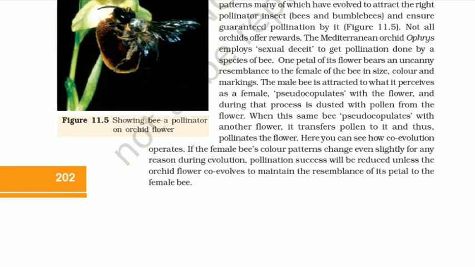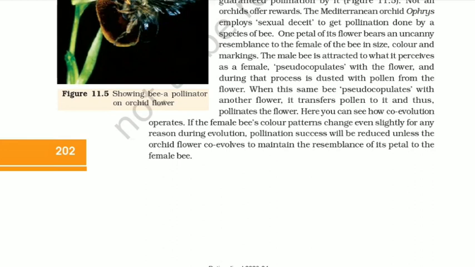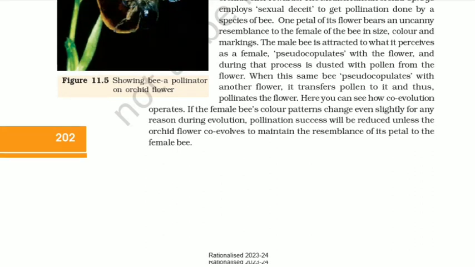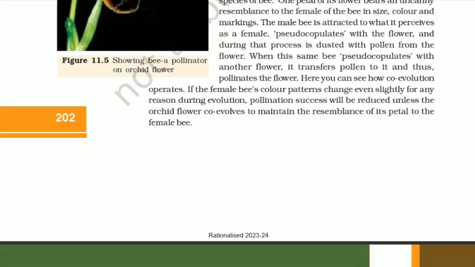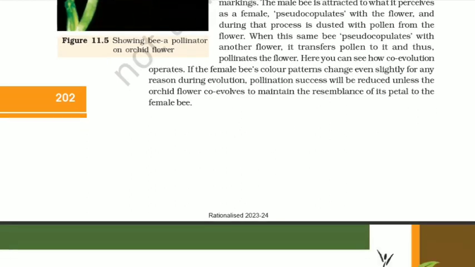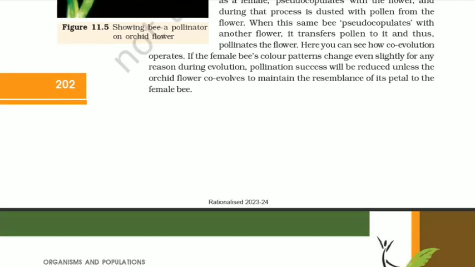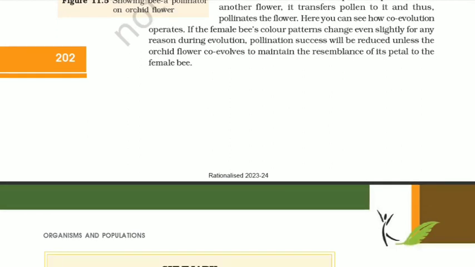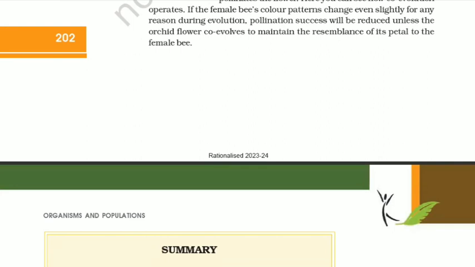The male bee is attracted to what it perceives as a female, pseudocopulates with the flower, and during that process, it is dusted with pollen from the flower. When this same bee pseudocopulates with another flower, it transfers pollen to it and thus pollinates the flower. Here you can see how co-evolution operates. If the female bee's color patterns change even slightly for any reason during evolution, pollination success will be reduced unless the orchid flower co-evolves to maintain the resemblance of its petal to the female bee.